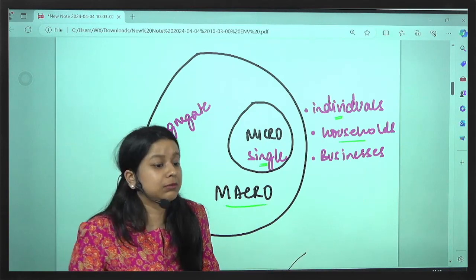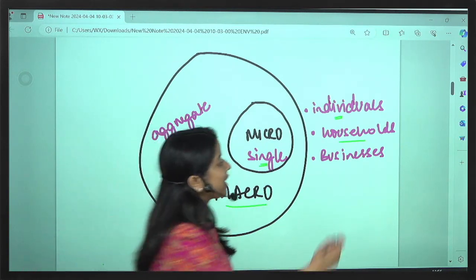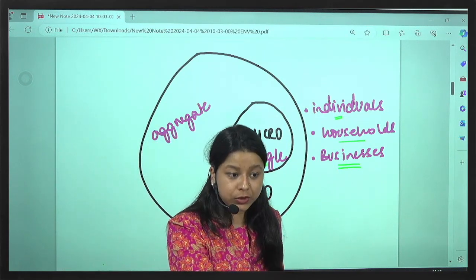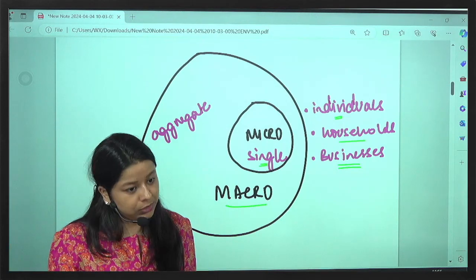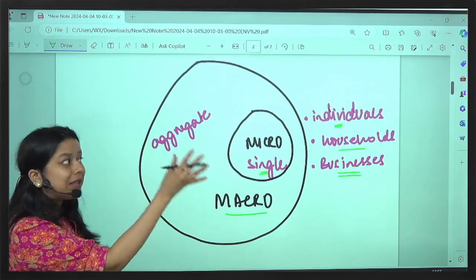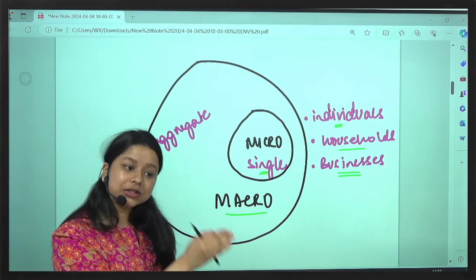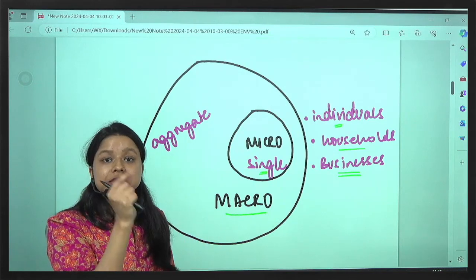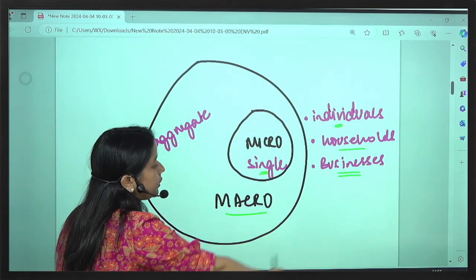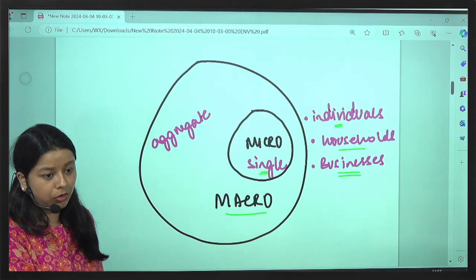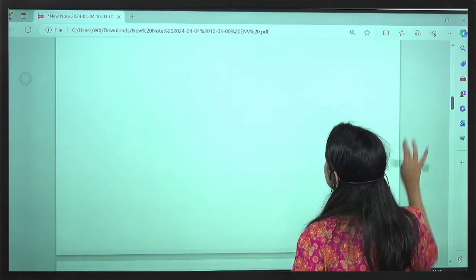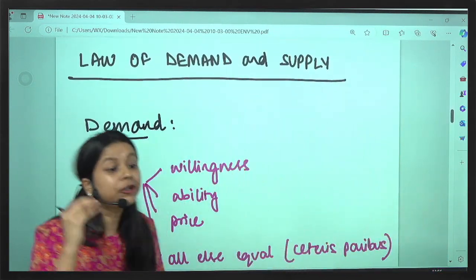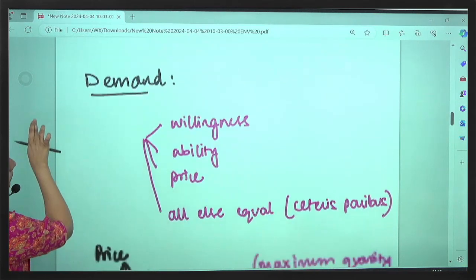When you talk about the consumption basket, we talk about the households and we talk about the firms and the businesses. What are they deciding? What to produce, how much to produce, at what price to produce, right? So these are single unit individuals who are making decisions and are affecting the single demand and supply. This is your micro. And when you talk about the economy as a whole, we talk about the macroeconomic concept. Today we'll be focusing on the microeconomic portion and we'll be majorly talking about the law of demand and supply. Today in this class, we'll be talking about demand.